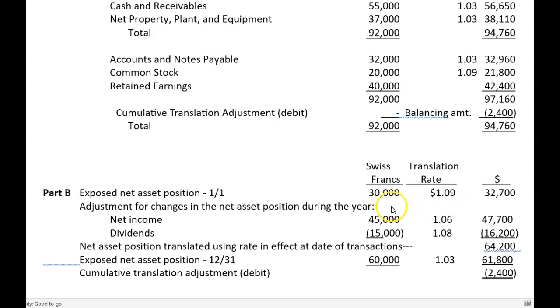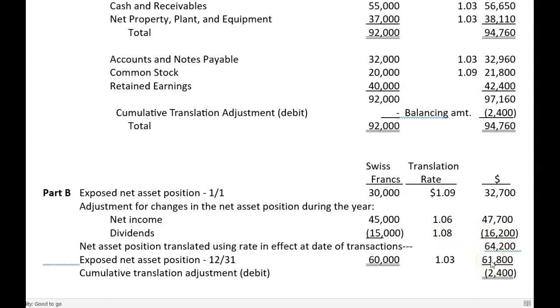The changes in net assets in this instance were the net income and the dividends. Net income, we use the average rate. The dividends, we use the rate at the date of the dividend. All right, so when we translate those, we get a net asset position translated using the rate in effect at the times of these transactions.